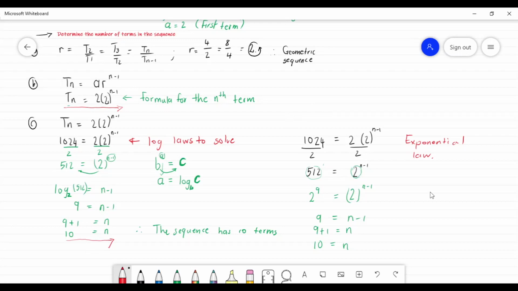Using exponential laws, what you always need to remember is that the bases must be the same for you to work with only the exponents. And then we try to get the bases to be the same. 512 is the same as saying 2 to the power of 9. And therefore here we could see that now our bases are the same. We brought down the exponents. 9 is equal to n minus 1, and 9 plus 1 is equal to n, and we still got our n to be equal to 10.